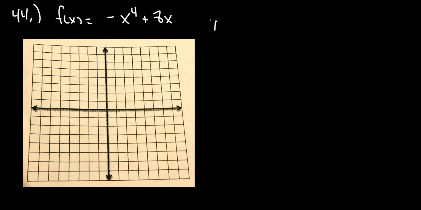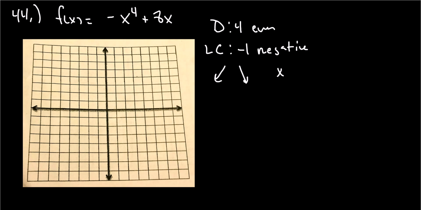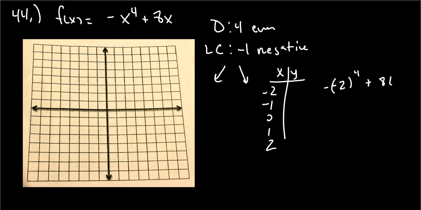Alright, 44. I get the degree, which is 4, which means it's even. The leading coefficient is negative 1, which is negative. Which tells me it's going to go down to the right, down to the left. I pick my XY chart: negative 2, negative 1, 0, 1, and 2. I plug it in. I get negative 2, so it's the opposite of negative 2 to the fourth, so it's negative 16, plus 8 times negative 2. So I get negative 16 plus negative 16 is negative 32.